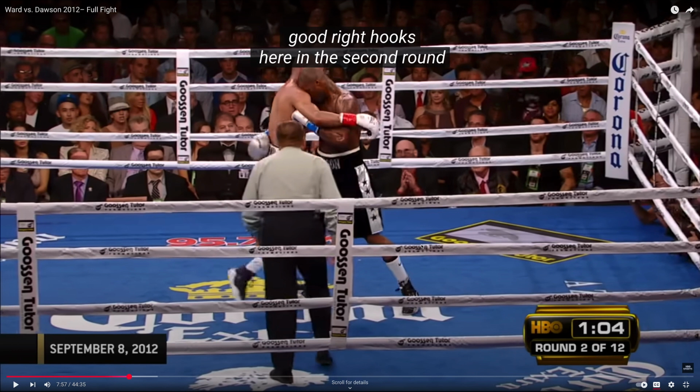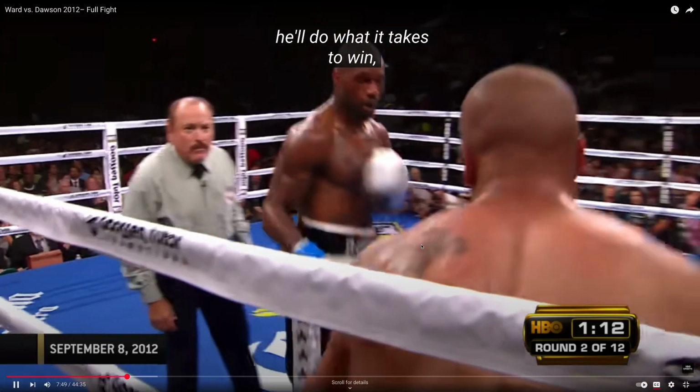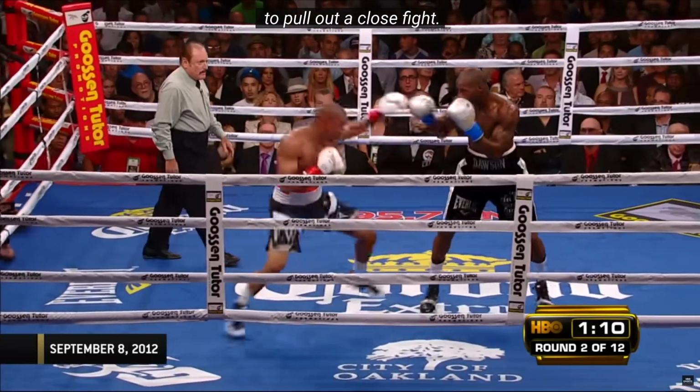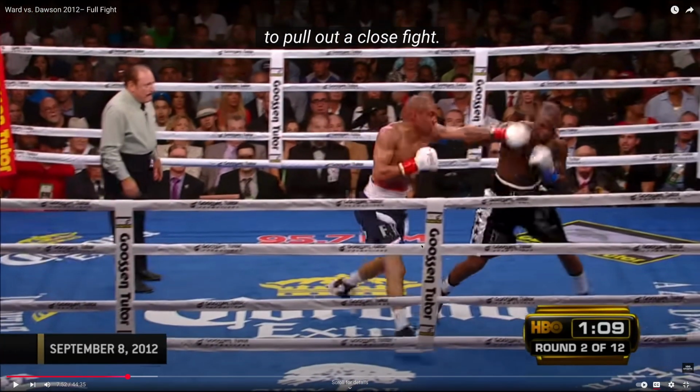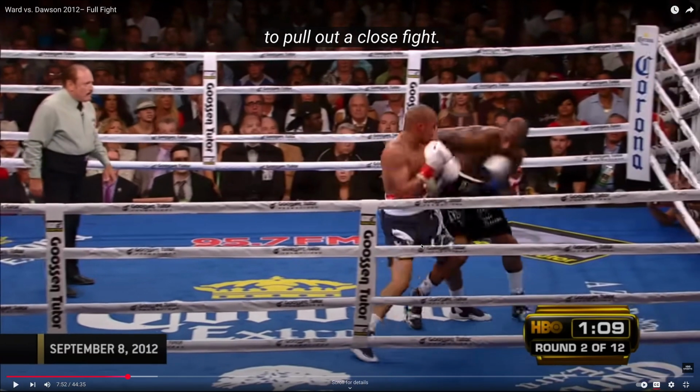So it's important, if you guys heard the commentators, maybe they're on, maybe they're not. The commentators, once again, and they've been echoing this, good right hand by Ward. But let's see what the film says. He'll do what it takes to win, to pull out a close fight. Where's Ward's left hand and where's Dawson's right hand? Ward is trying to throw a left hand and land. Does he land? Dawson's trying to throw a right hand and land. Does he land? The film says no.